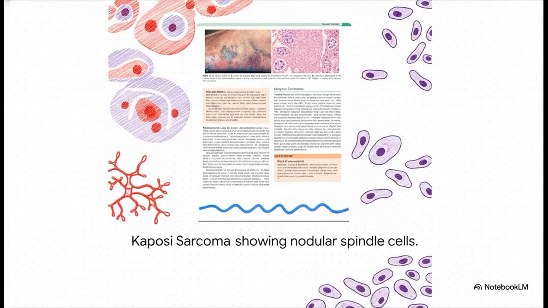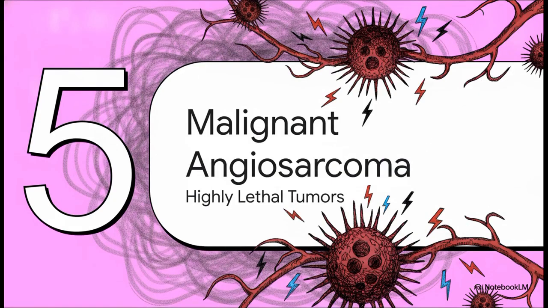Looking at the gross pathology, those coalescent red-purple macules and plaques are very distinct on the skin surface. And when you look at the histology of that final nodular stage, you can perfectly see what we just described. Those sheets of plump, proliferating spindle cells are aggressively taking over the tissue, marking that clear transition into a true neoplastic state. Finally, Section 5, Highly Malignant Angiosarcomas.